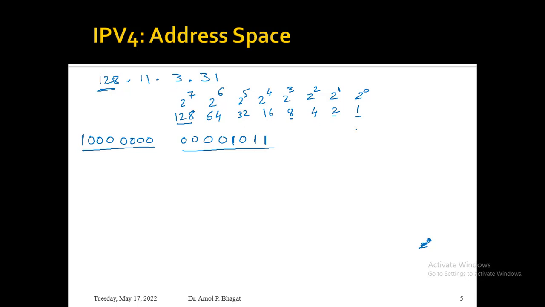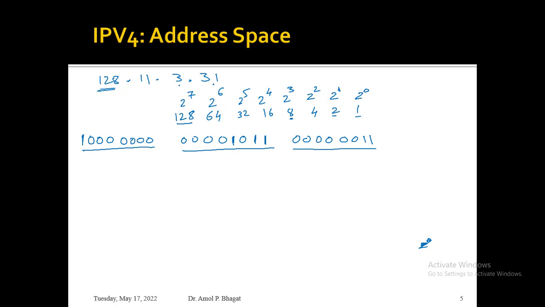The next value is 3. So 2 plus 1 is 3. That means I will keep only the last 2 bits as 1 and the remaining bits will be 0. So 0 0 0 0 0 0, and simply the last 2 bits are 1 1. This is nothing but the value 3 represented in binary form.